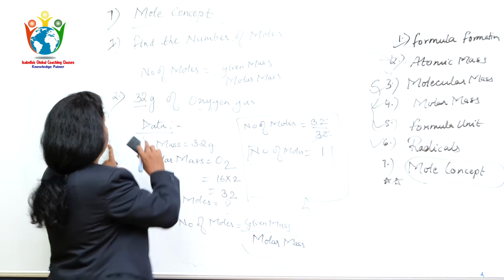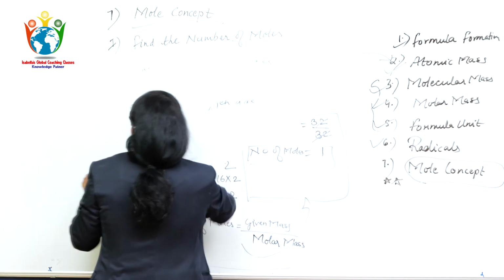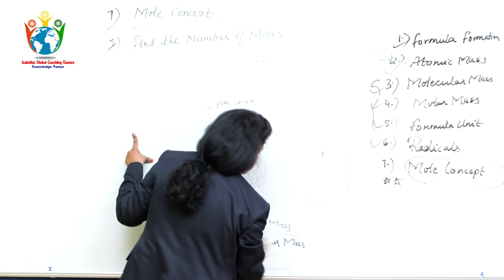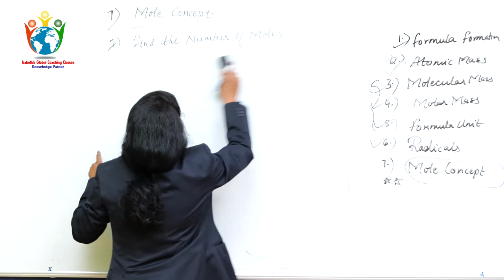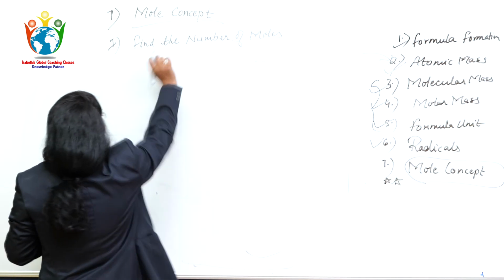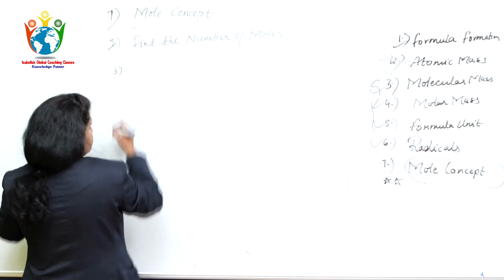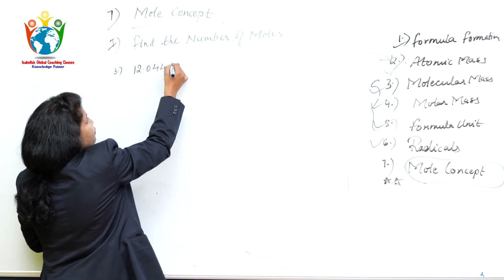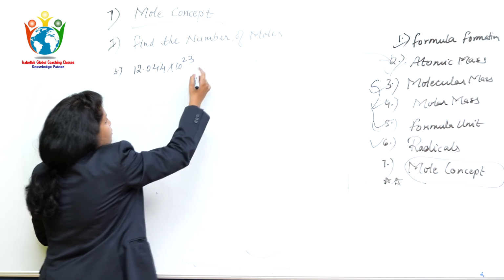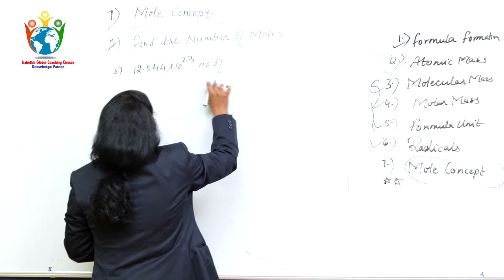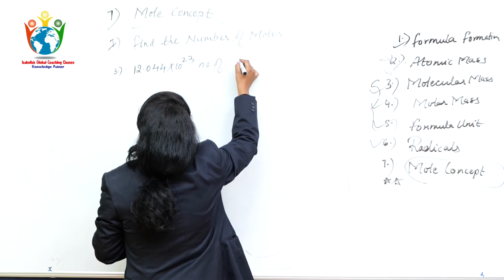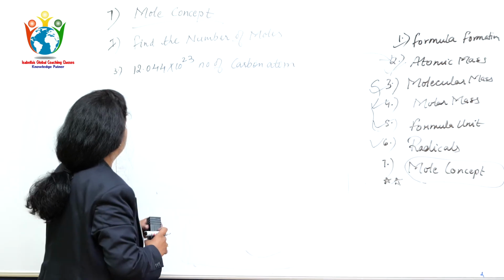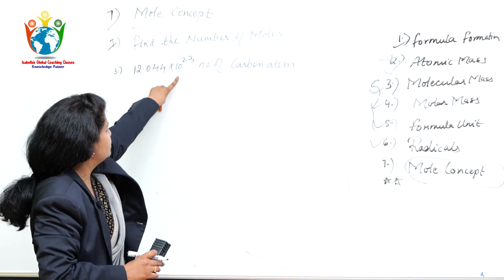But one more thing is there in this. One more type, I guess I will tell you. For that I will write down the first question in order to make you solve that. Third question, right? 12.044 into 10 raised to 23 number of, we can say, carbon atoms. Okay, this is the question. 12.044 into 10 raised to 23 number of carbon atoms.